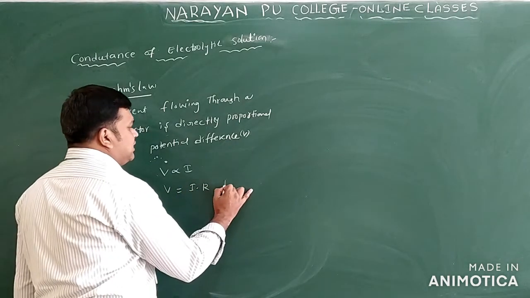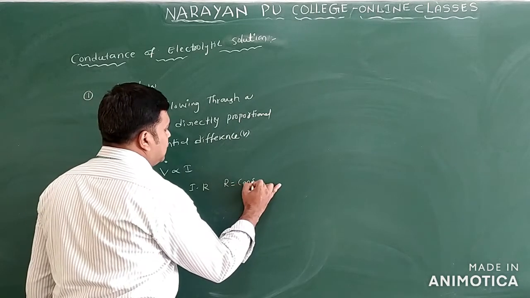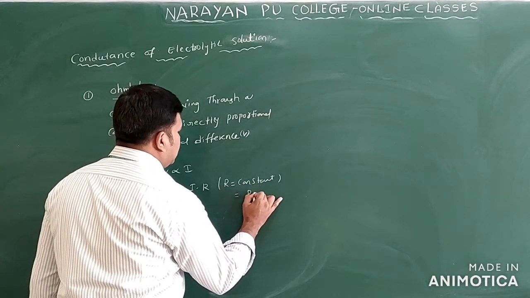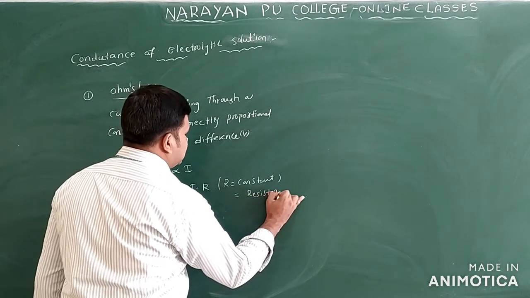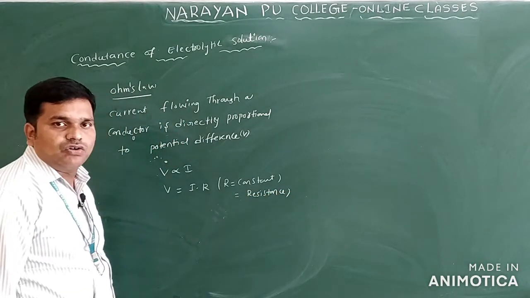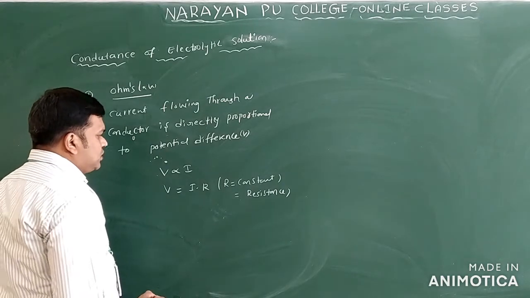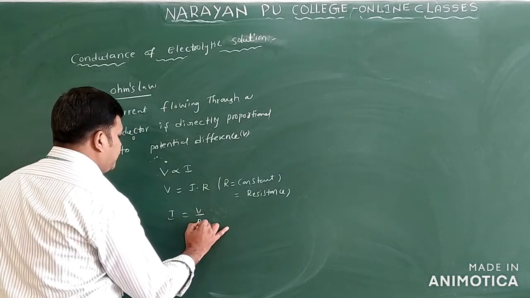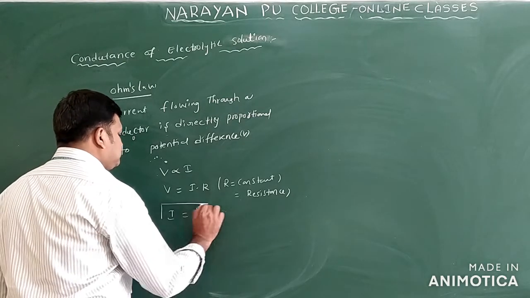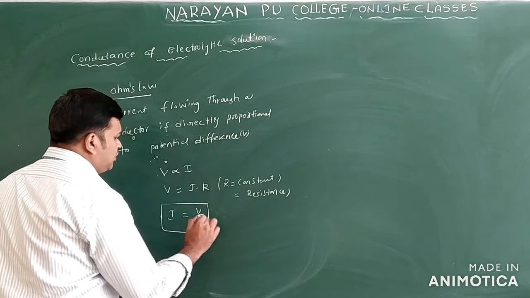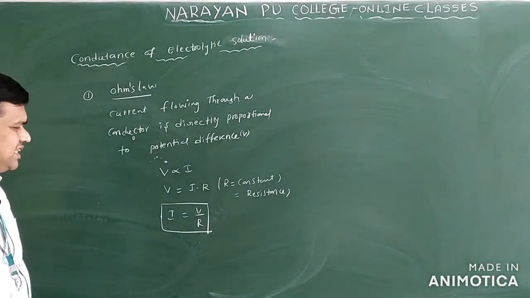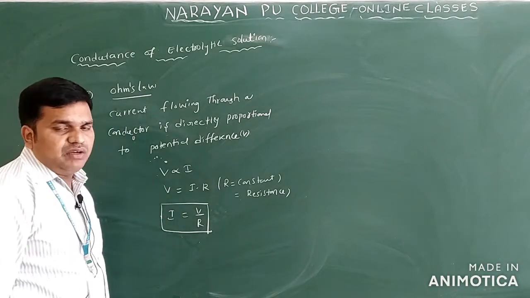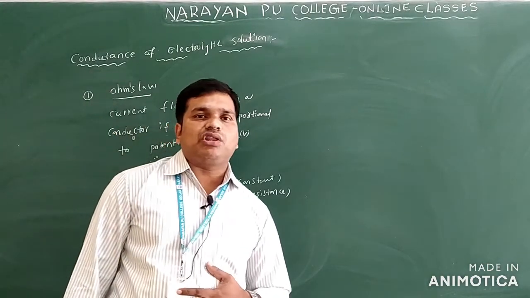So what is R here? R is a constant. What is the name we call R? We call this resistance. From this we can write I is equal to V by R. This is the general mathematical expression of Ohm's law.